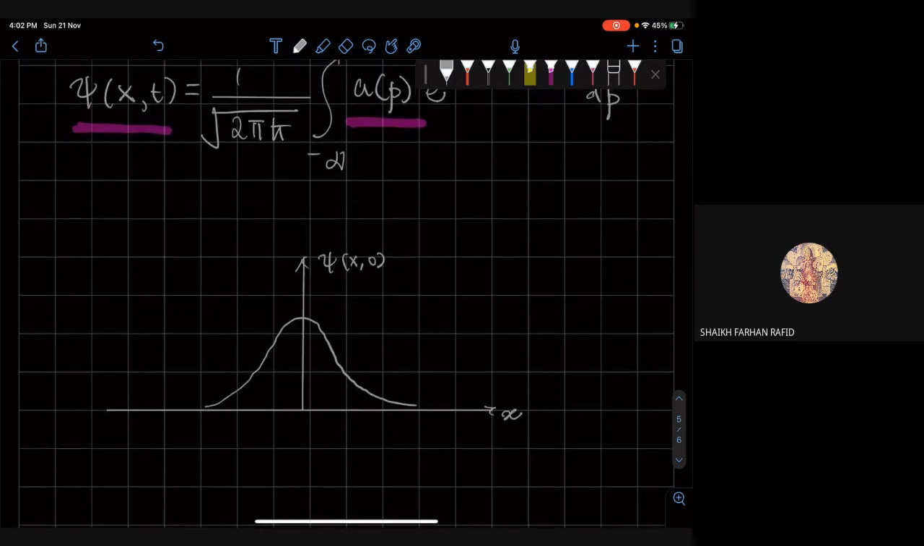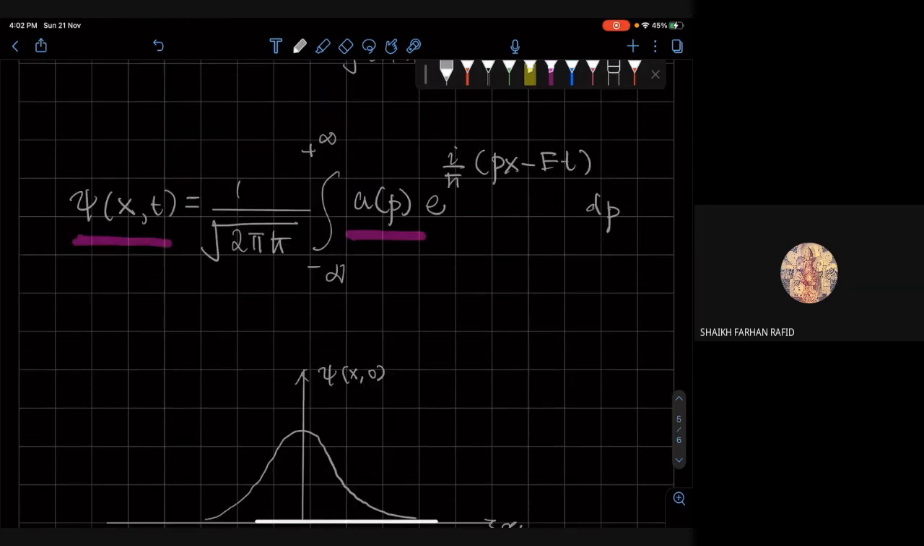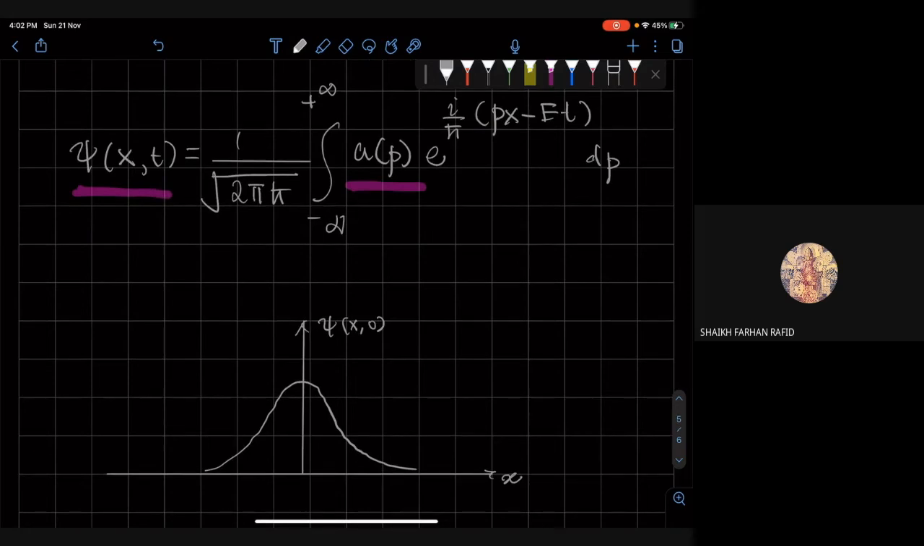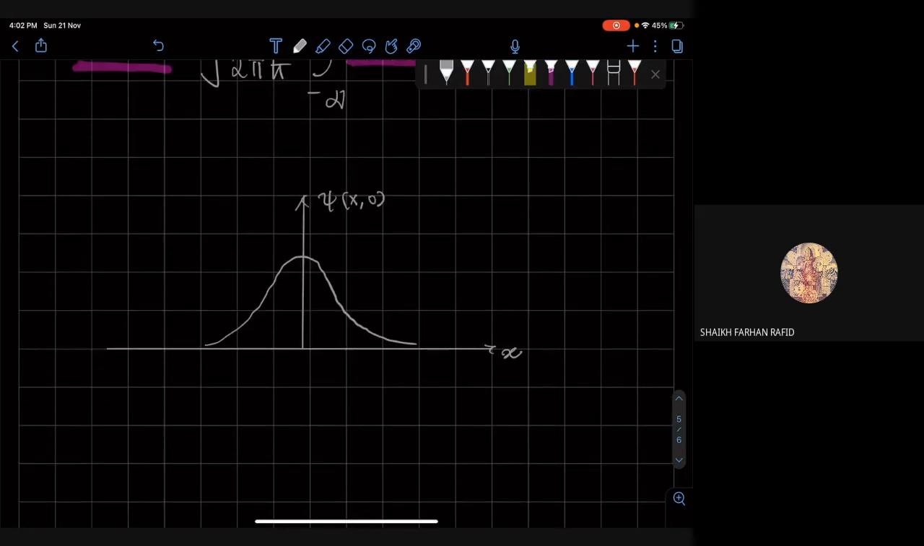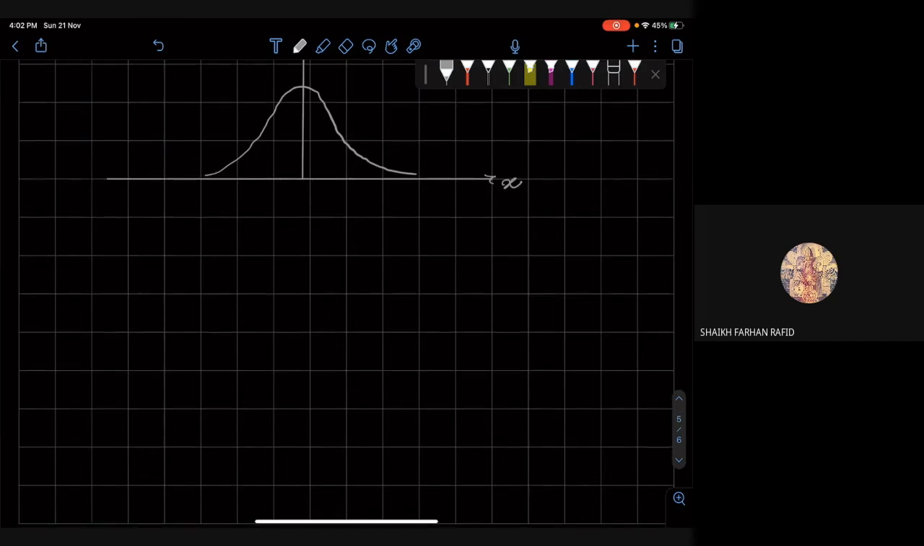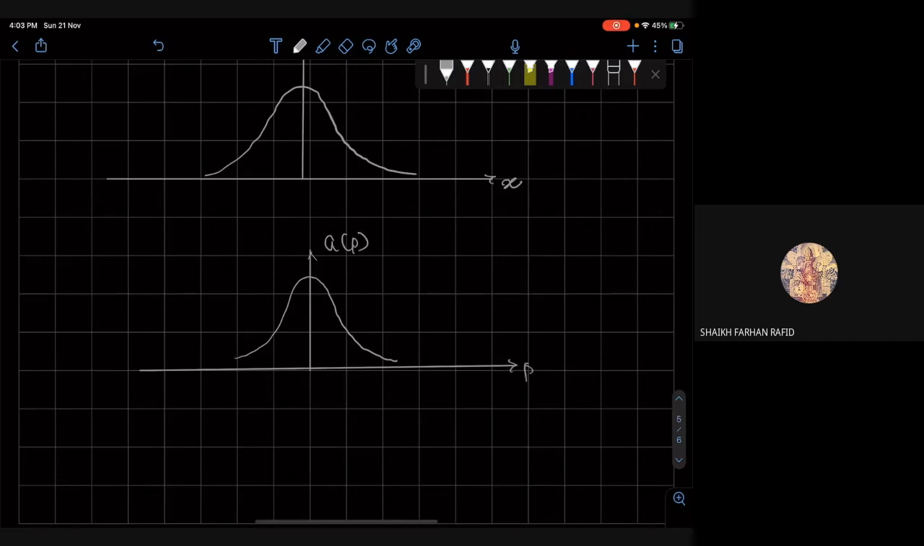Then, this is something I will do in the next class when I come back and introduce Dirac delta functions and stuff like that. You can work out what A(p) is. The thing is that for the Gaussian, the Fourier transform of the Gaussian is also a Gaussian, okay? So A(p) will be like that.